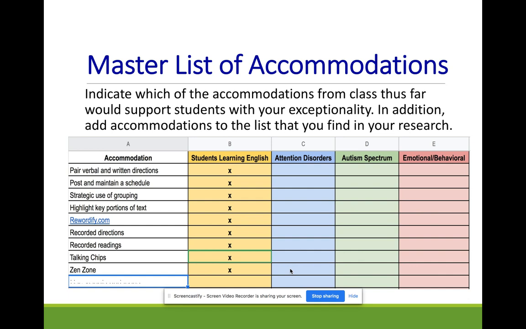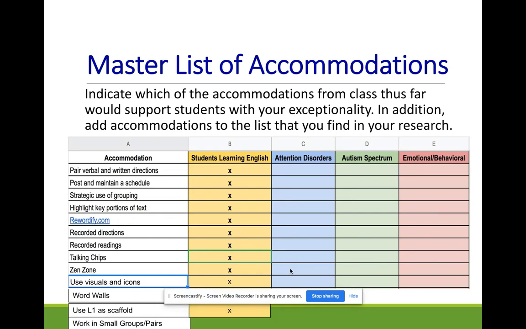This is what you've seen already. I showed you this last week, but now we've learned: use visuals and icons, use word walls, use the first language as a scaffold, and be strategic about working in small groups and pairs. That works for, and I'm sorry you can't see that one, but there was an X there too. All of that, and then you might say, visuals and icons, that also helps me. That also helps me. Again, like word wall. So there are some other things to add to it if you would like. I've gotten you started here with the ELL.